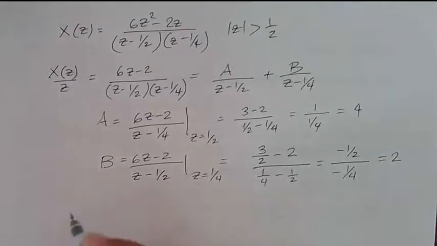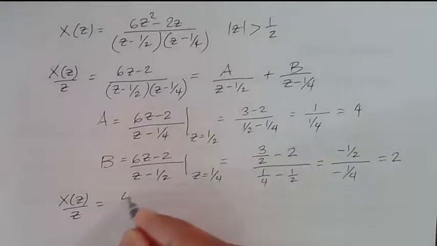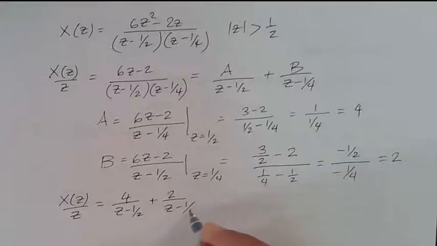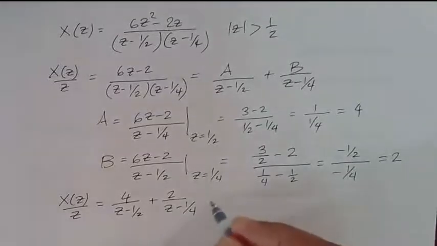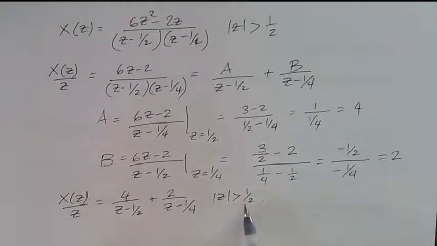Okay, so X of z over z is equal to 4 over (z minus a half) plus 2 over (z minus a fourth), right? And the region of convergence, z is greater than a half. And you kind of got an indication that z equals 1/2 was the pole because of the region of convergence, but we'll kind of ignore that.